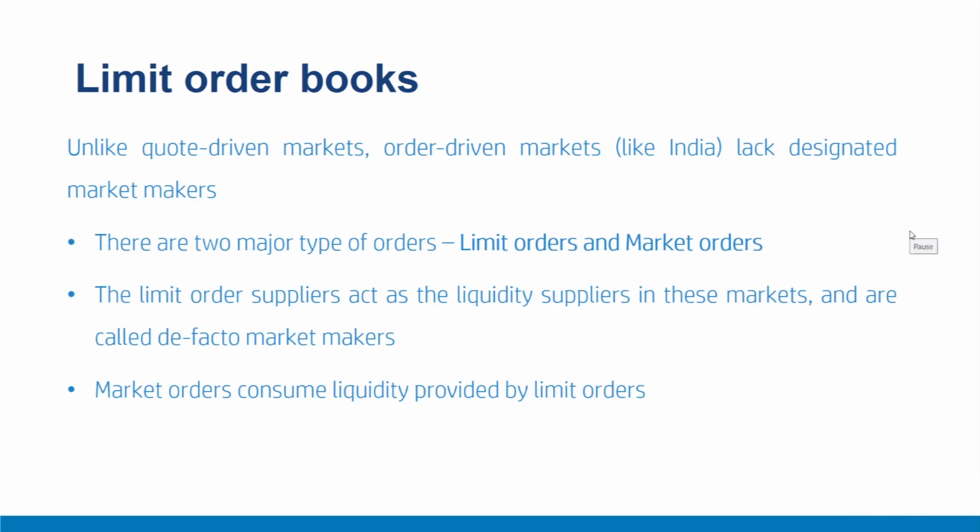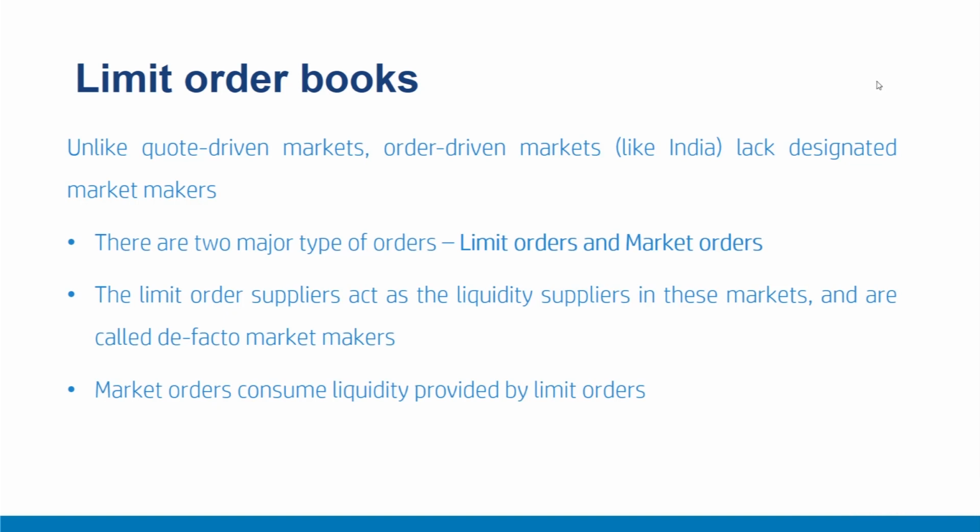Another type of market microstructure is limit order books. Unlike the quote-driven markets or broker-dealer markets we have just discussed, these order-driven markets do not involve designated market makers. These are run based on electronic limit order books, and they predominantly involve two kinds of orders: limit orders and market orders. In these markets, the limit order suppliers act as liquidity suppliers, and therefore they are often referred to as de facto market makers.